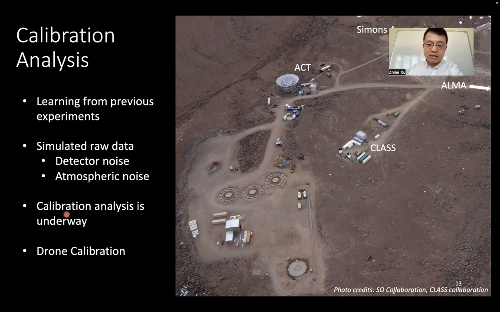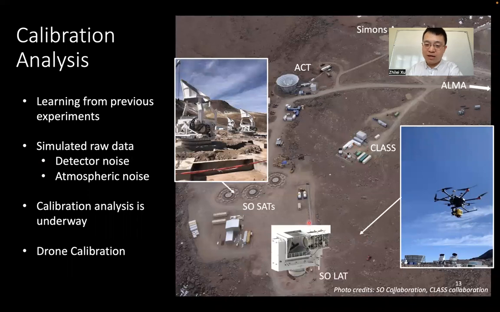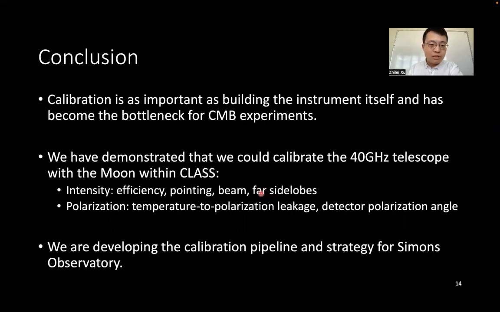Something we are bringing in as new is drone calibration. Recently, we flew the drone, as seen here. This is the plateau of the Atacama Desert. You can see CLASS, ALMA, ACT, Simons Observatory, Simons Array. We flew the drone around here, and all the experiments are looking at it, and soon will be joined by Simons Observatory's large aperture telescope and small aperture telescopes. We will see whether it will work out. It's still an active research area, and if it works out, it will give us the possibility to achieve new accuracy in calibration. So here's the conclusion.